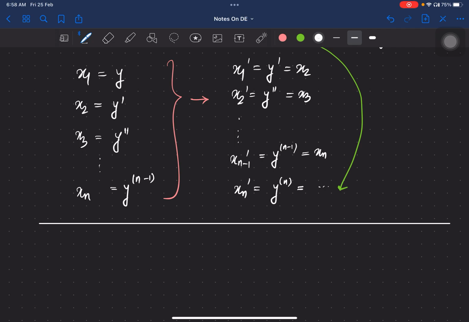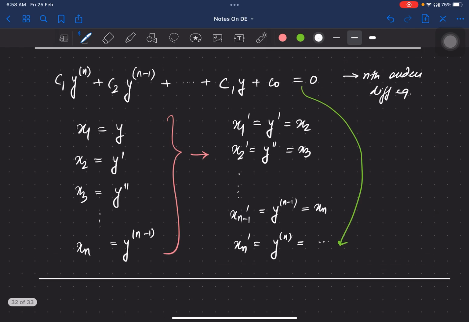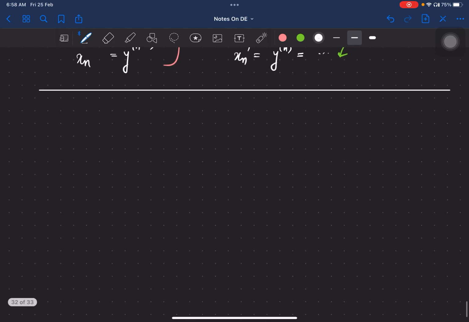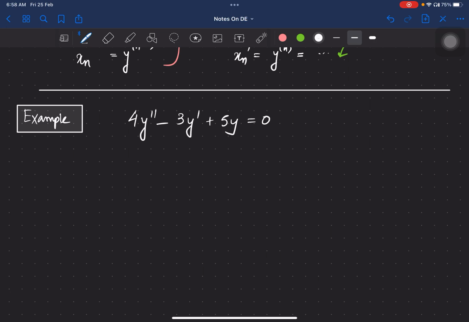So this was a general case. Now let us see, for a particular example, how to convert a higher order differential equation into a system of first order differential equations. So suppose 4y double prime minus 3y prime plus 5y equal to 0. This is our second order homogeneous differential equation. We want to convert it into a system of first order differential equations.